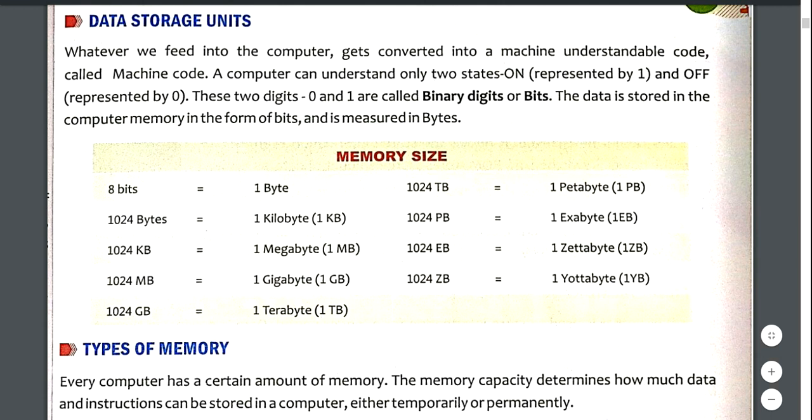Okay, and like this 124 bytes makes 1 kilobyte. 124 kilobyte makes 1 megabyte. 124 megabyte makes 1 gigabyte. 124 gigabyte makes 1 terabyte. 124 terabyte makes 1 petabyte. 124 petabyte makes 1 exabyte. 124 exabyte makes 1 zettabyte. 124 zettabyte makes 1 yottabyte.